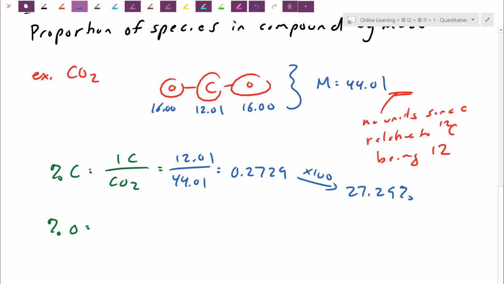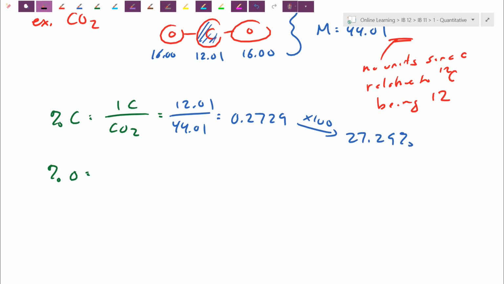So about a quarter of this carbon dioxide's mass is the carbon element within the whole thing that weighs 44. Now to get oxygen, you have 2 ways. Because there's only these 2 elements here, whatever is not carbon has to be oxygen. So I could actually just go 100 minus this 27.29. If you didn't want to do that, in case I got the carbon wrong here, I'm just going to show it to you with the oxygen side.